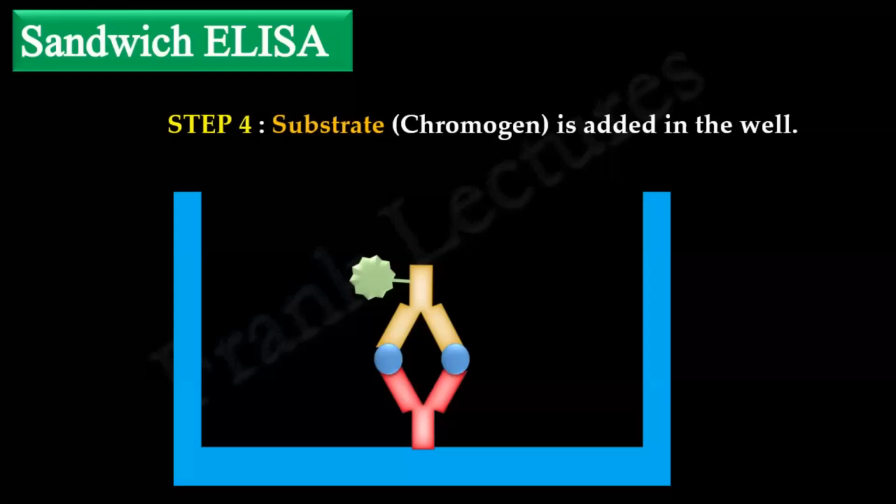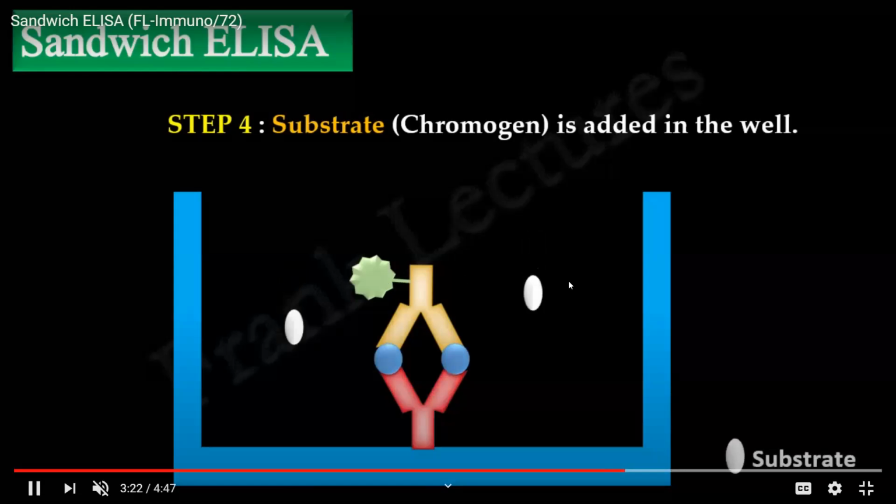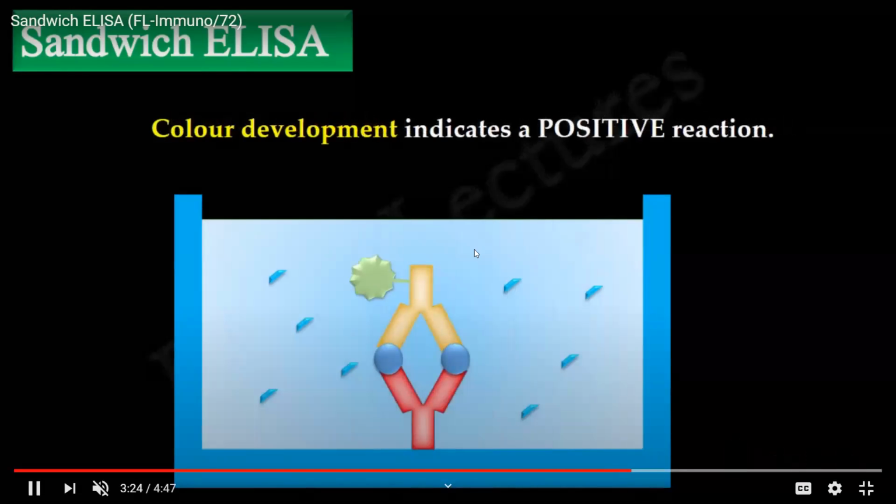After this, the substrate is added to the well. As the enzyme and substrate are specific to each other, a color change will occur, and then the antigen will be identified. This color development indicates that a positive reaction has taken place. So that is how a sandwich ELISA is performed.